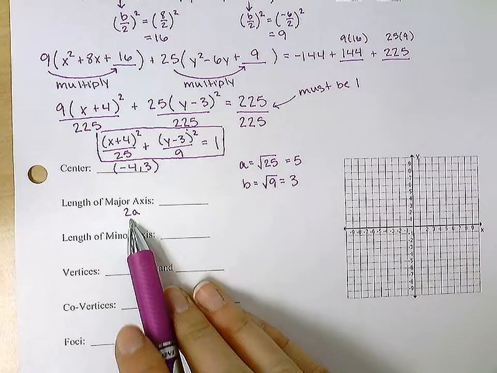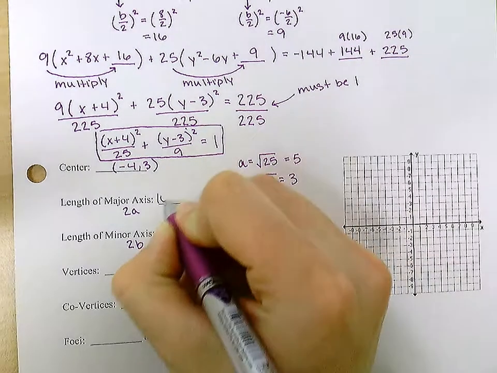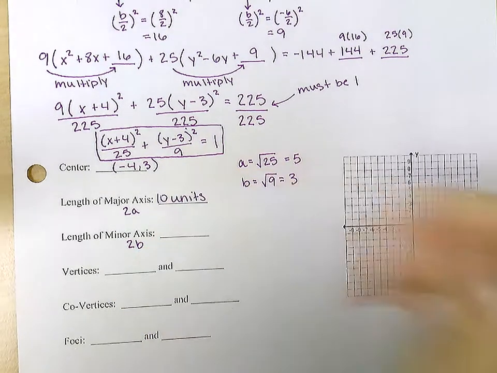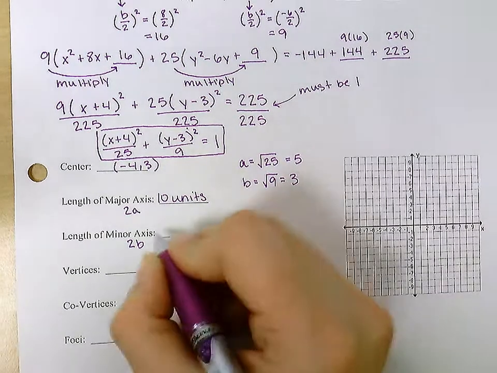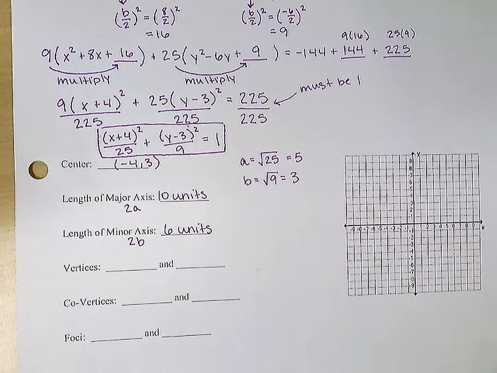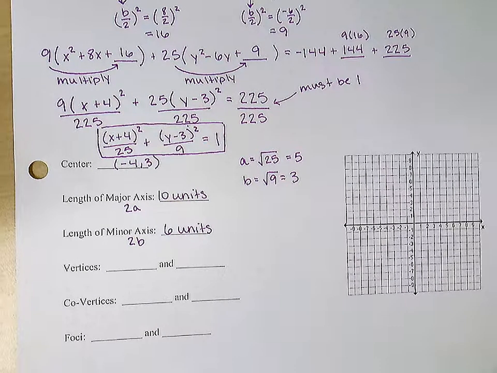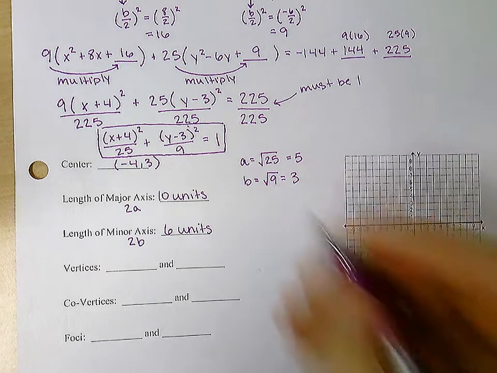So your major axis is 2 times A. So 2 times 5 is 10. Minor axis is 2 times 3. That's 6. Okay, next I have to figure out if this is horizontal or vertical. Since your A squared value is underneath X, that is a horizontal ellipse. If your A squared value is underneath your X, that is a horizontal ellipse.